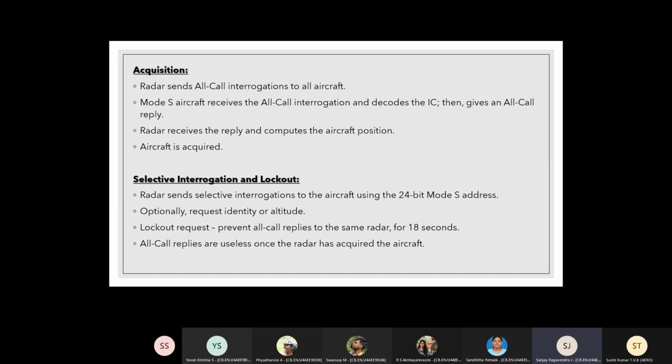Following which, the radar sends a selective interrogation to each aircraft one at a time using the aircraft's address. It may also request the identity or altitude of the aircraft based on Mode A or Mode C.